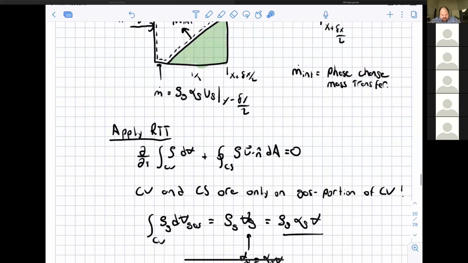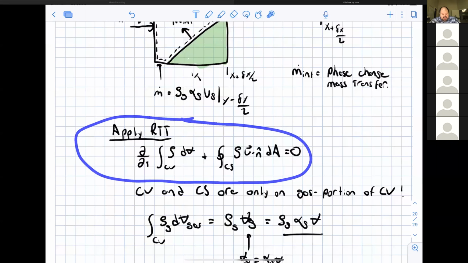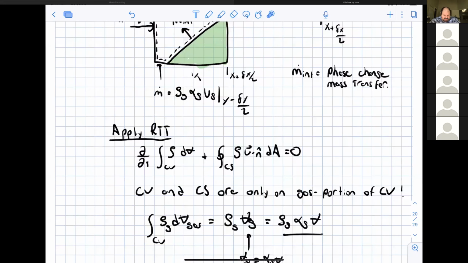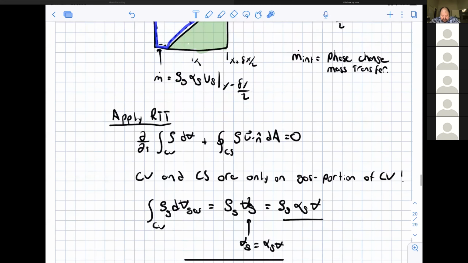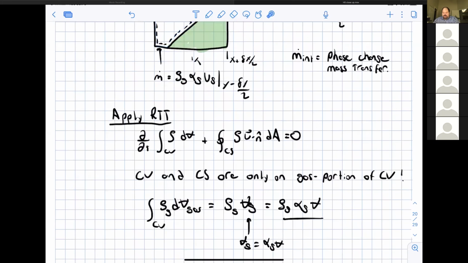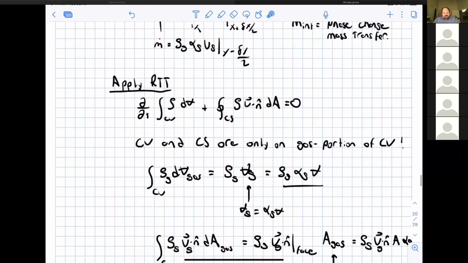And so we can apply the Reynolds transport theorem, the normal one, to our strangely shaped control volume here. Okay, and then again, we are only on the gas phase portion of the CV, and so we can basically integrate the mass. So then the integral over the control volume of rho_g dV_gas is just rho_g times the gas phase volume fraction.